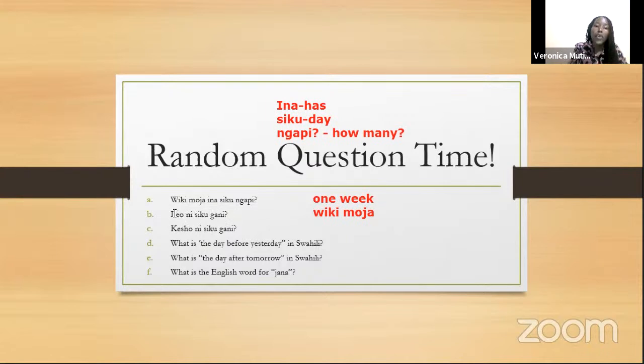second question here. We have leo ni siku gani? Leo ni siku gani? Shannon, do you want to try? The word for leo in English is today. Yes. And then siku is day. Yes. So today, day, and then gani is which. So which day is today, or what day is today?